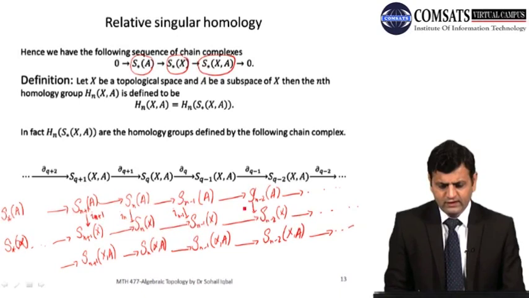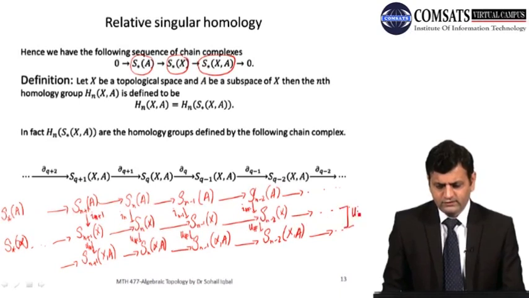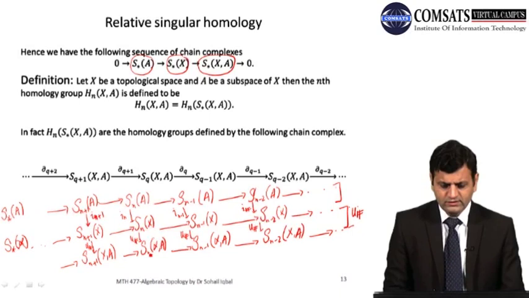So in short I can just say i sharp. And we can call these maps u sharp. In particular, if we want to name them, we can say that this u sharp is a sequence of homomorphisms, and we can call this u sharp between the n-chains of X to the n-chains of (X,A) to be u_n.